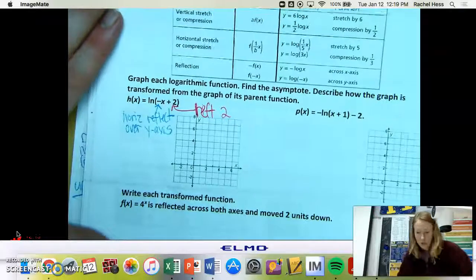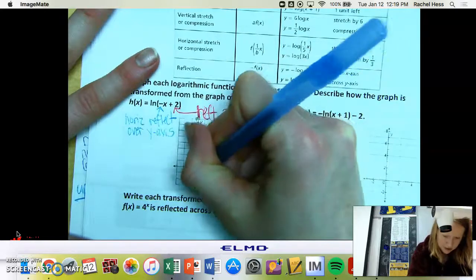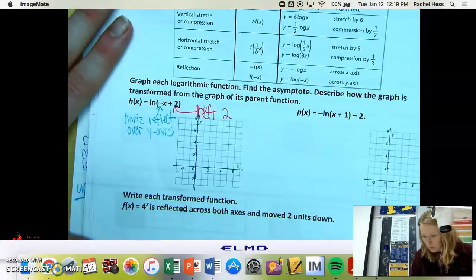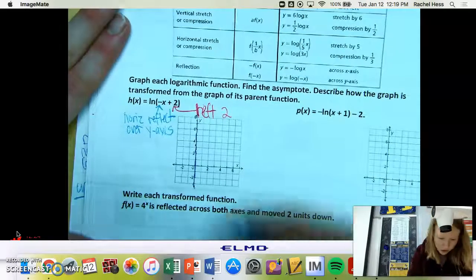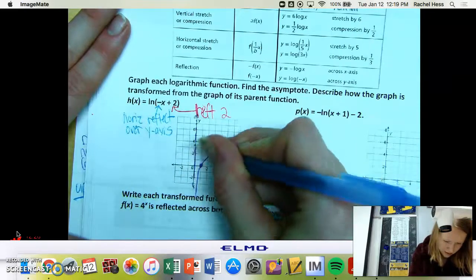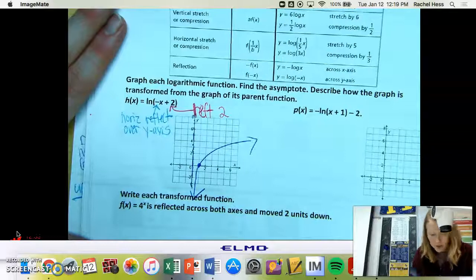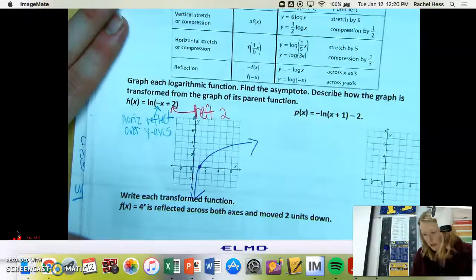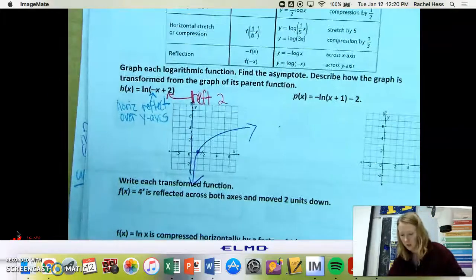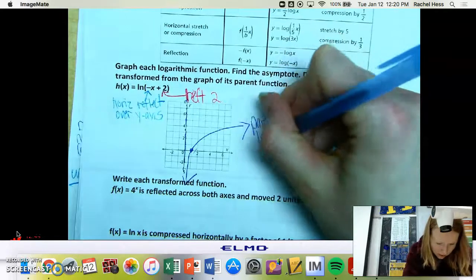So our original parent function, I'm sure this is hard to remember, our parent function of a natural log, which was in 7.6, usually goes through the point (1, 0), and it sort of does this. So it's going to get infinitely close to the y-axis, but never get there, and it's going to sort of grow as you go up to the right, but not nearly as fast as exponential growth. So this is my parent function for the natural log of x.